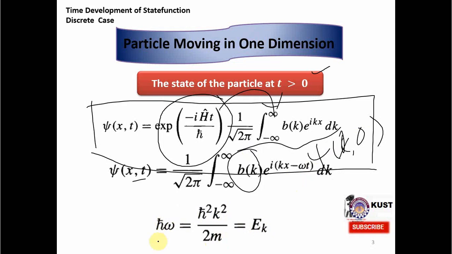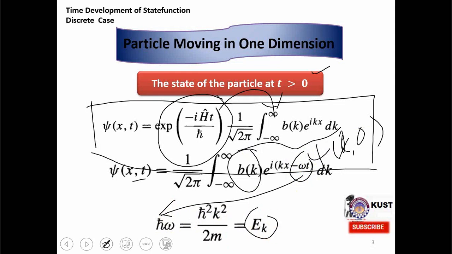So we would like to write them in terms of frequencies rather than energy. This factor over here comes from h bar omega. Since the Hamiltonian's eigenvalue is Ek, but we would like to write it in terms of frequency, this can be written as h bar omega. That's why you see the h bar omega over here.